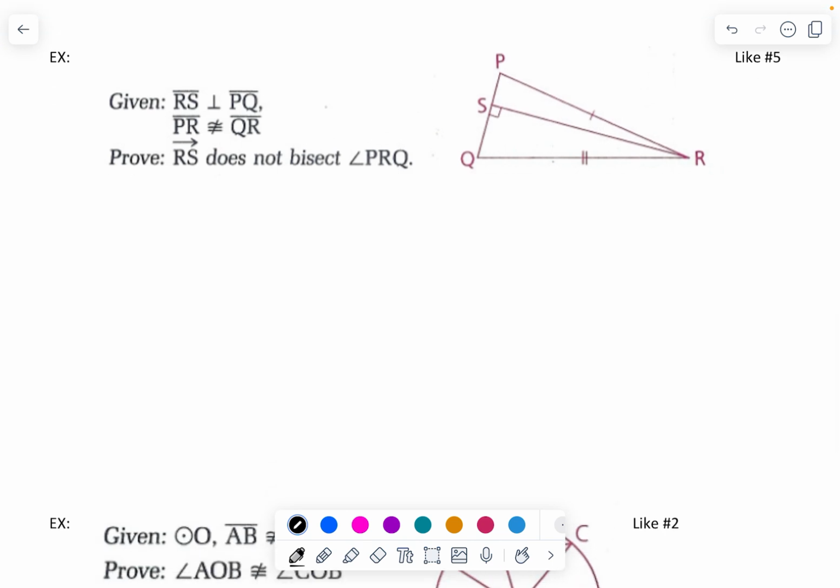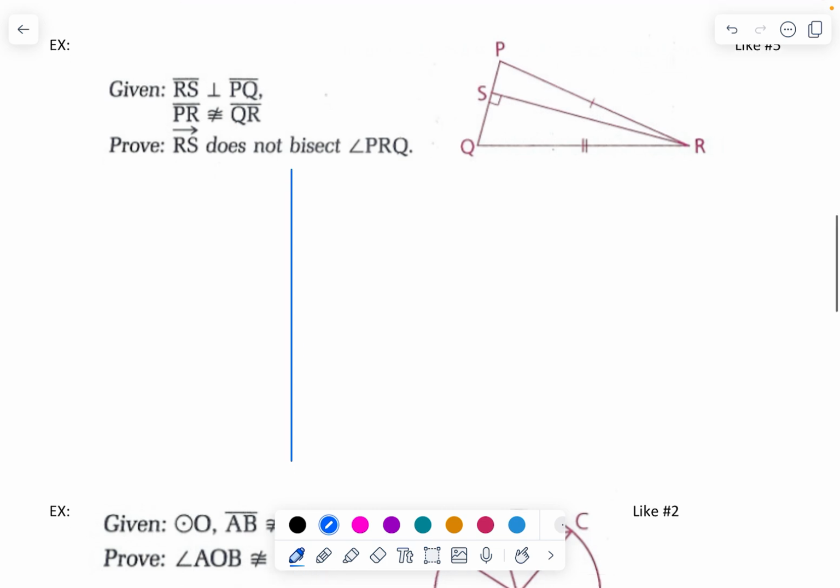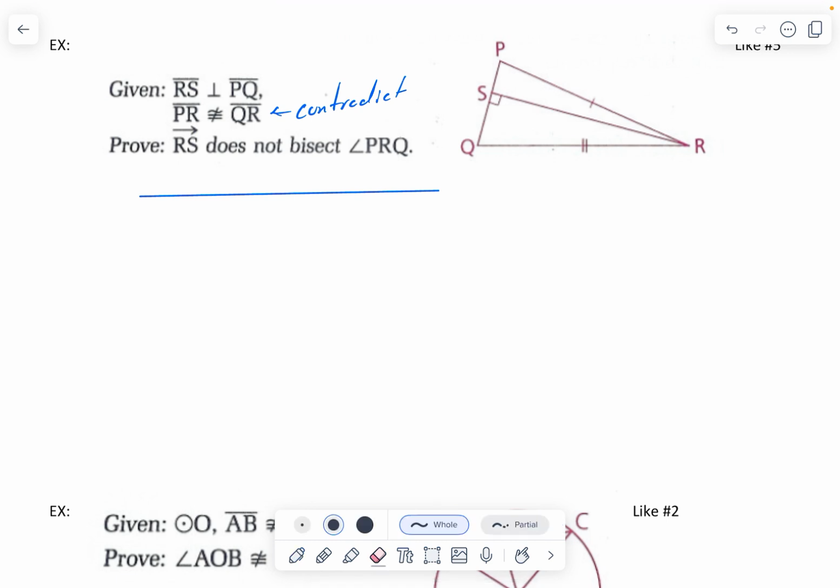All right, so we are given RS perpendicular to PQ. This is what we're going to end up contradicting. Ooh, I want to move this. I'm not going to do this yet. Now, we want to prove RS does not bisect angle PRQ. We want to prove that RS does not bisect angle PRQ.